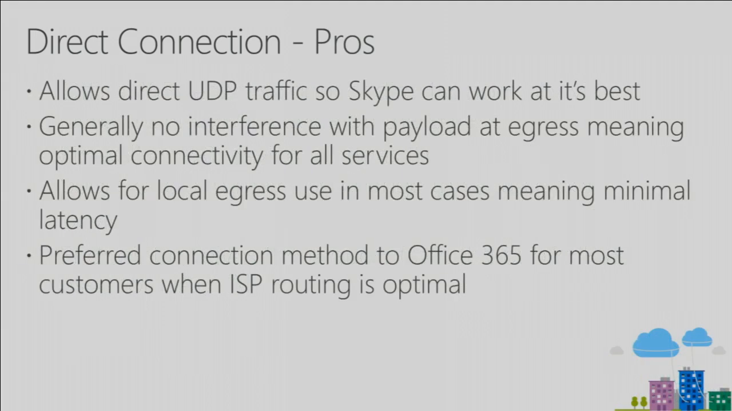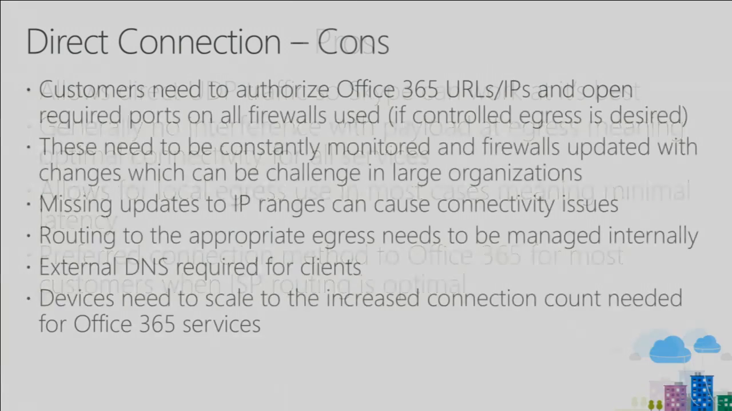So the pros of this, we often can better utilize UDP to do this, so Skype can work at its best. As I say, those devices aren't interfering with the payload as they pass through, so there's less chance of a bottleneck on them. And because we don't have to buy expensive infrastructure to do all the break and inspect, for a lot of customers, it allows them to do a local egress to meet that principle we talked about before of getting that traffic onto Microsoft's global network as quickly as possible.